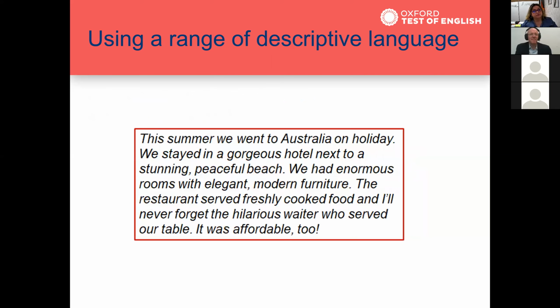So let's improve it. This summer, we went to Australia on holiday. We stayed in a gorgeous hotel next to a stunning, peaceful beach. We had enormous rooms with elegant, modern furniture. The restaurant served freshly cooked food, and I'll never forget the hilarious waiter who served our table. It was affordable too. I think you'll agree this is much better. So what's happened? What have we done here? Well, I think you can see all we've done is include some adjectives. Okay, some interesting, some exciting adjectives.